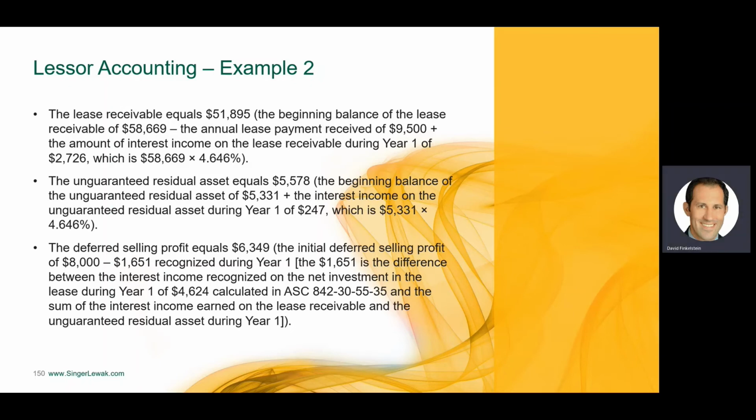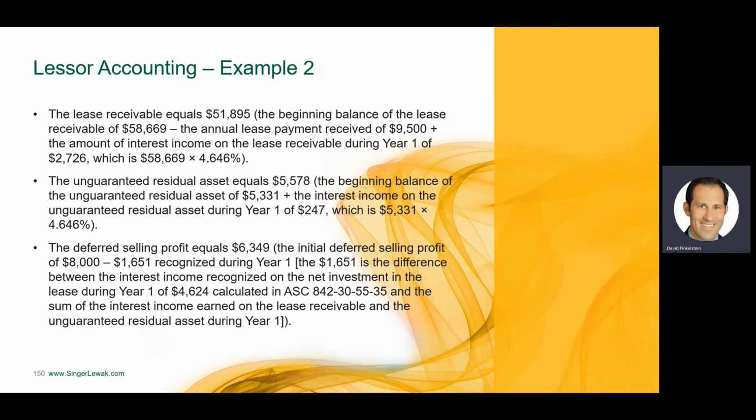For determining the unguaranteed residual value at the end of that first year for disclosure purposes of the $5,578, we take the beginning balance of the residual, we add in the interest income on it, which is again using that 4.646 rate to give us 247, plus that initial balance of 5331 gives us the ending balance of 5578.